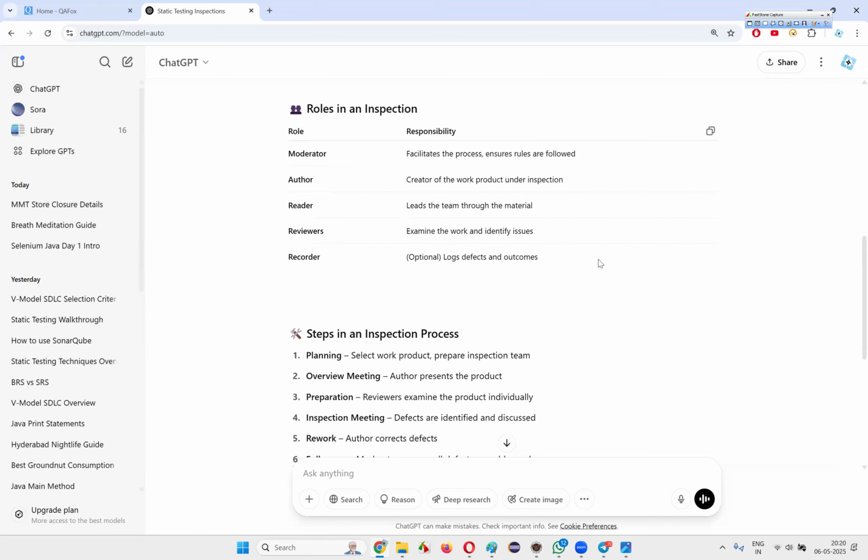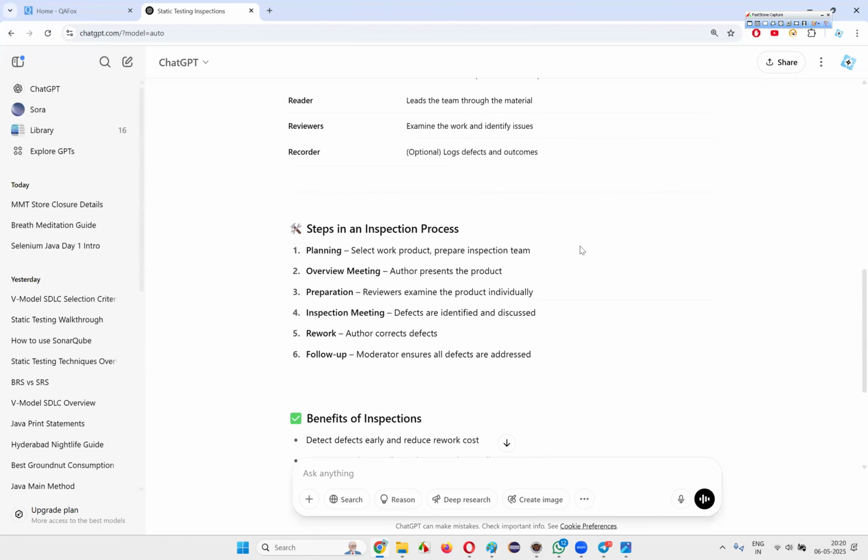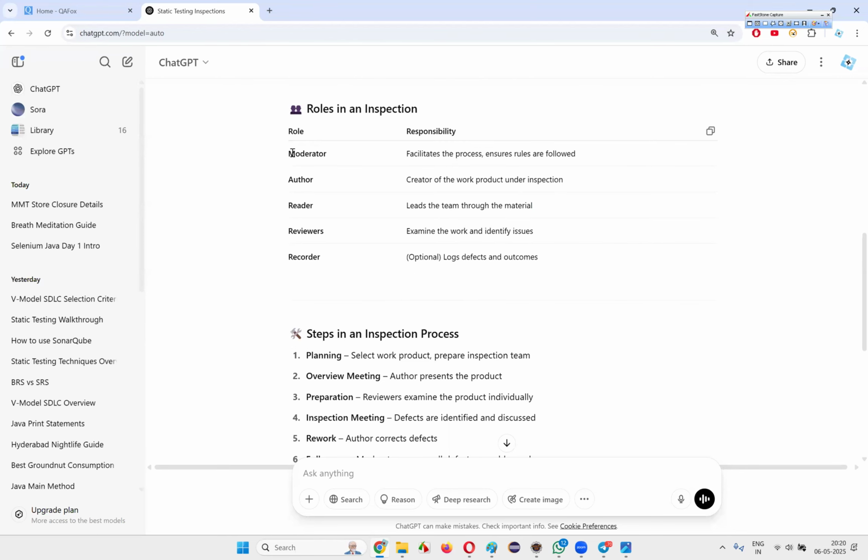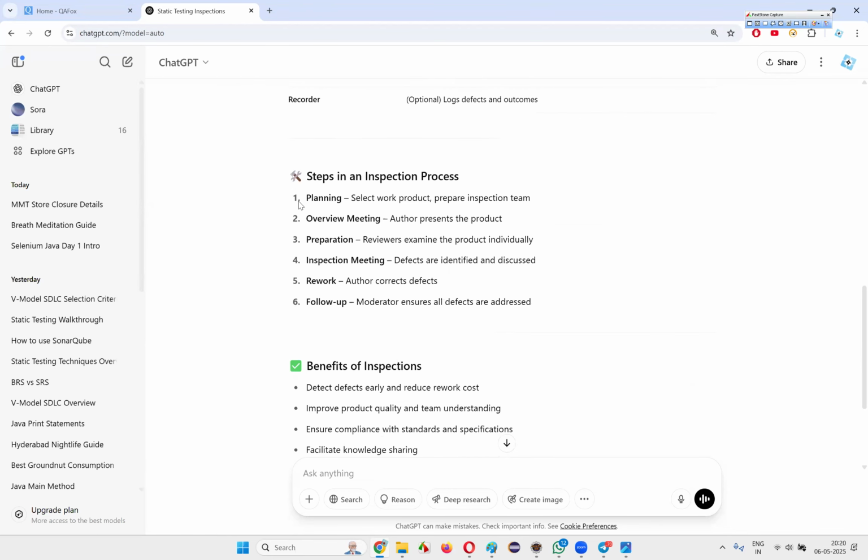The recorder is the one who notes down what goes on through the meeting. At the end of the meeting, the moderator will collect everything from the recorder and share it with everyone, like minutes of meetings, etc. So in the inspection process, this many roles are there, and also these steps need to be conducted, guys.